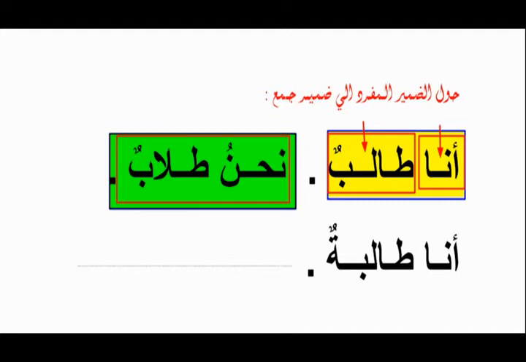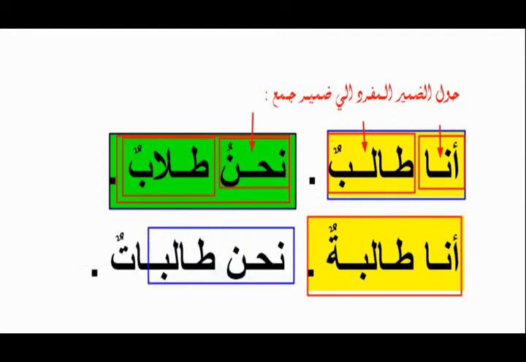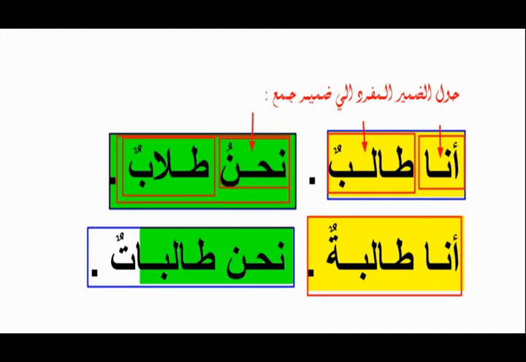But now, let's take a look. What happens if there happens to be a female who is speaking? Would that make much of a difference? Well, we've got an example down below. Let's see if it does. Ana talibatun. As you can see, it doesn't make much of a difference. Nahnu talibatun. Because ana and nahnu would be suitable for both a male speaker and a female speaker.